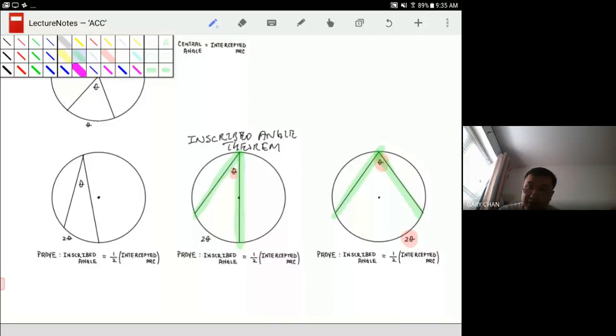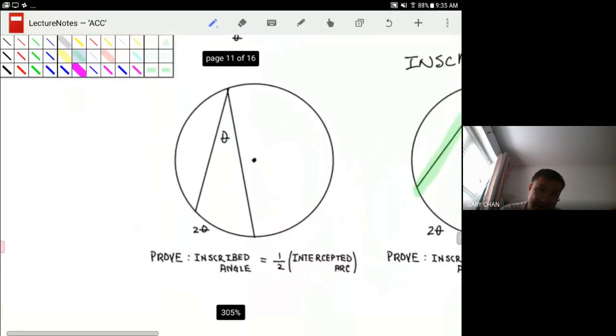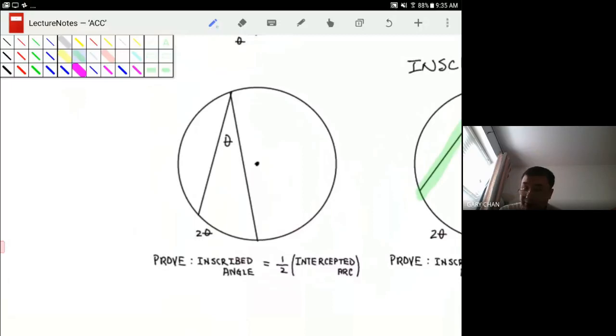The last possible way that we can draw an inscribed angle is by having both chords be on the same side of the center. And this guy right here, okay, is what I'm going to have you guys think about today as the third proof. And again, the way in which you go about this is going to be very, very similar.